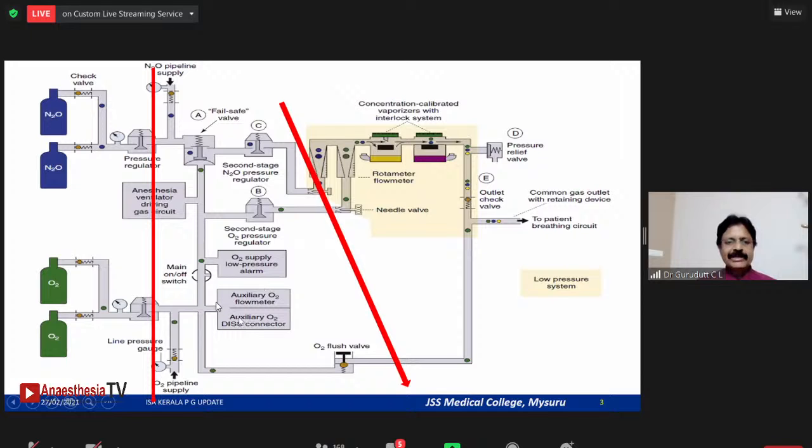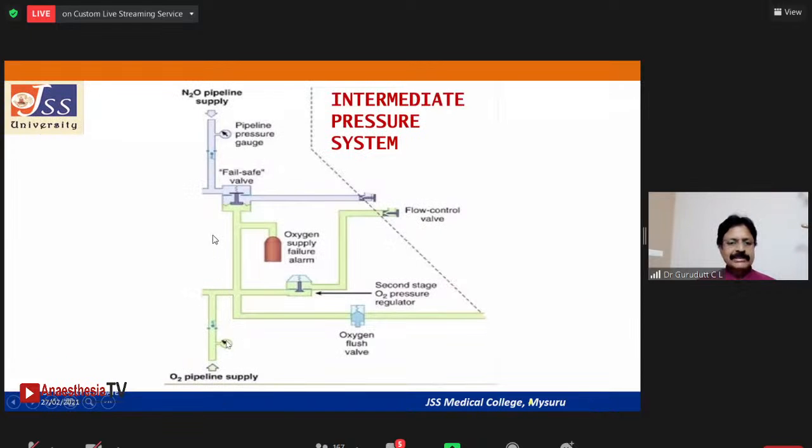The pipeline supply is one of the most important parts of the intermediate pressure system, because the pipeline pressure is usually 55 to 60 psi, and the pipelines are attached to the intermediate pressure system. Last time I had discussed in detail the pipeline system, especially the disconnection, the diameter index safety system connection, and non-interchangeable screw thread connections. So today I'll not be discussing the pipeline connections.